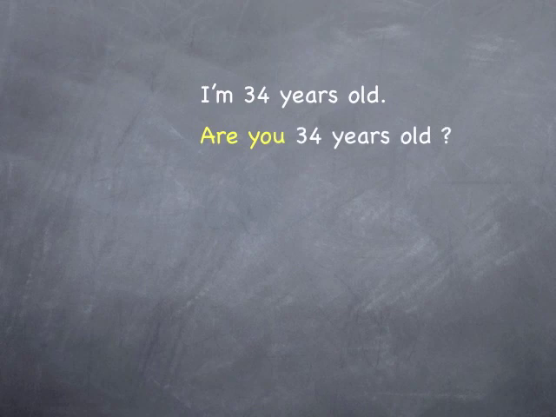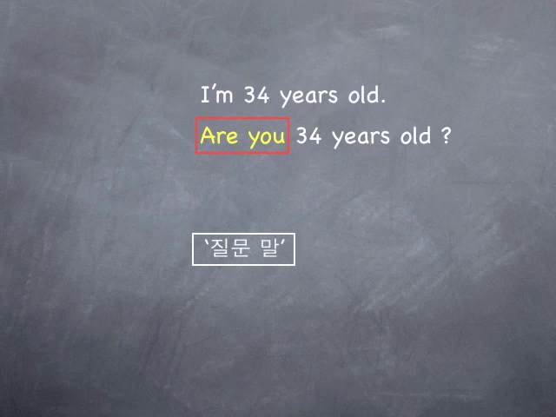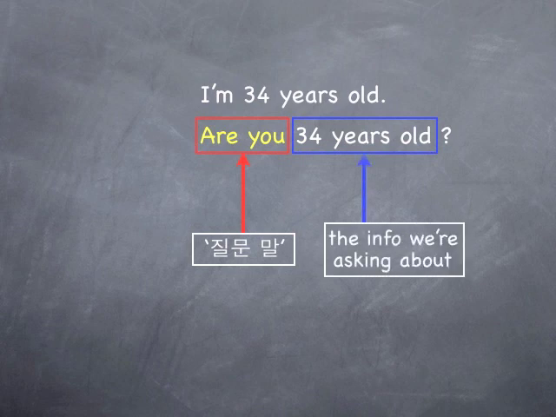Now let's look at the part here, the are you part. This is what we can call our 질문말. It is because of this that it is a question. It is important to note that our 질문말 will be exactly the same in both our yes or no question and our information question. So, this is our 질문말, and this is the information we're going to be asking about, the person's age.